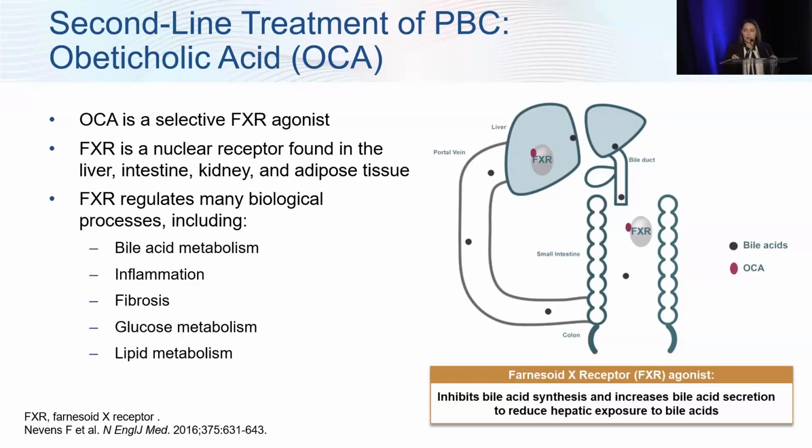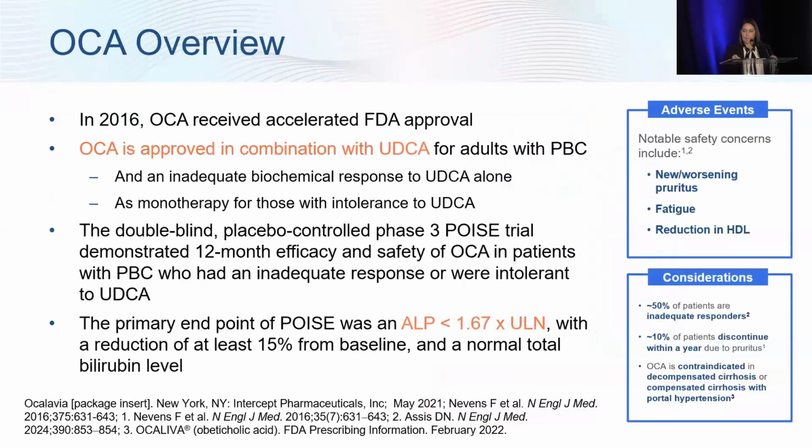So Ocaliva, or obeticholic acid, or OCA, is an FXR agonist. There are these receptors in other places outside of the liver, but essentially this is inhibiting bile acid synthesis and increasing bile acid secretion. This was approved under accelerated FDA approval in 2016. It's approved to use in combination with urso for those that have had an inadequate response to urso alone, or if they were intolerant of urso, it can be used as monotherapy.